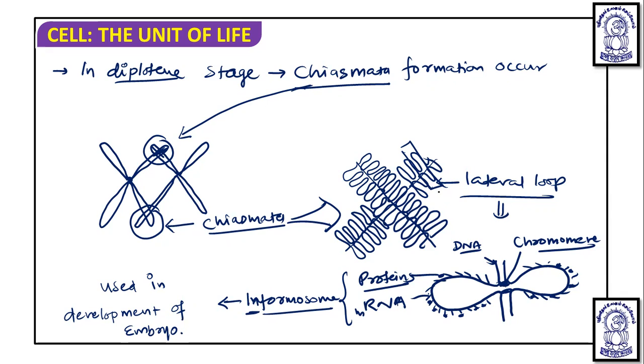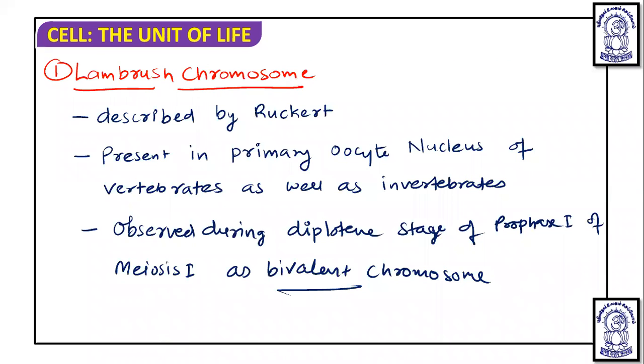So such lateral loops, several lateral loops, are there. If several lateral loops are found in these two chromosomes, they are obviously going to have a larger size. And due to this larger size, they are known as a special type of chromosome, lampbrush chromosome. Obviously you can see they have a brush-like appearance as well. Because of this, they are known as lampbrush or test tube brush chromosome.